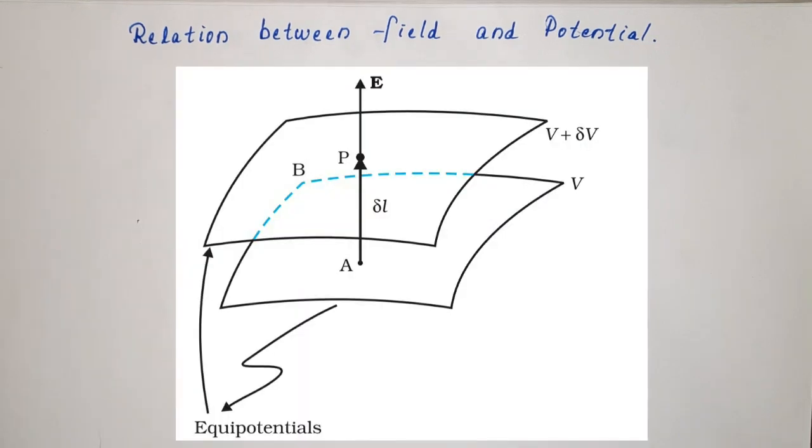So this topic, the relation between field and potential, is a continuation of the equipotential surfaces we discussed during our live session. This is a very important relation. Listen carefully. As given in the figure, we have two equipotential surfaces, A and B, but their potentials are different. A is at a potential V and B has a potential V plus delta V.